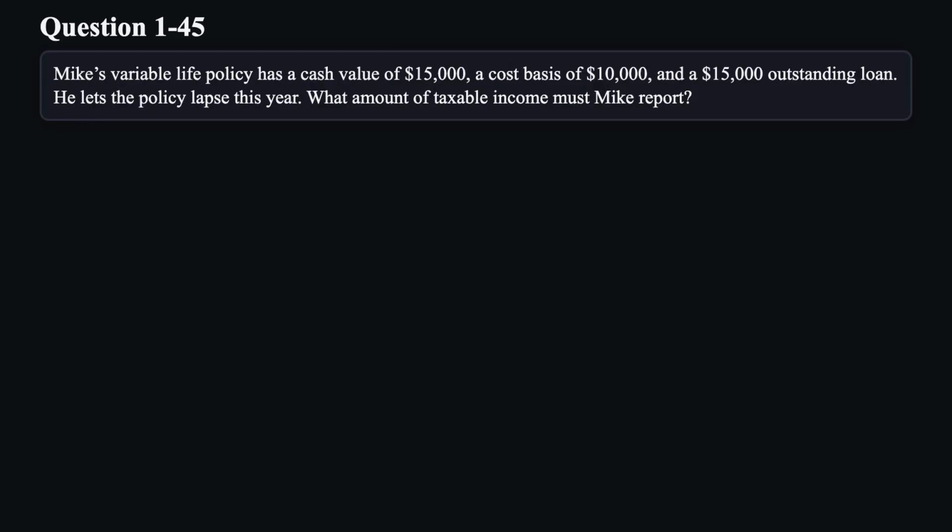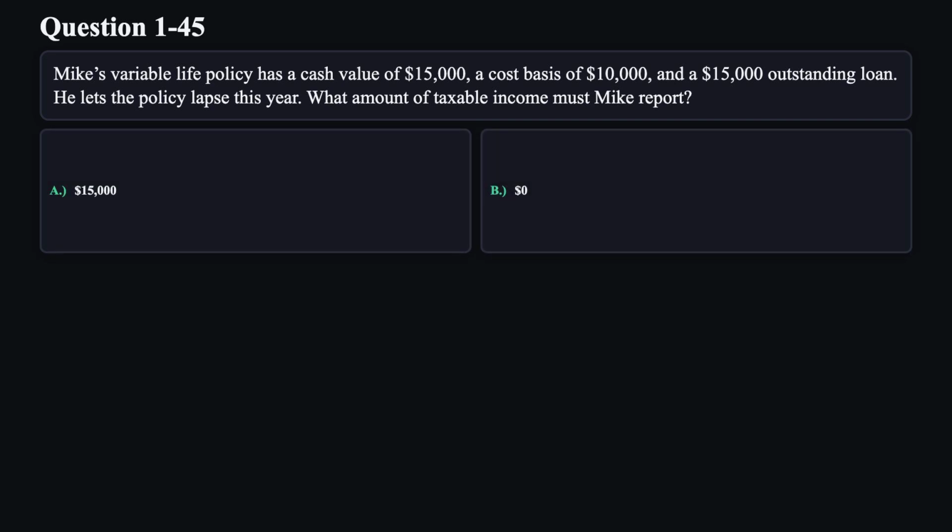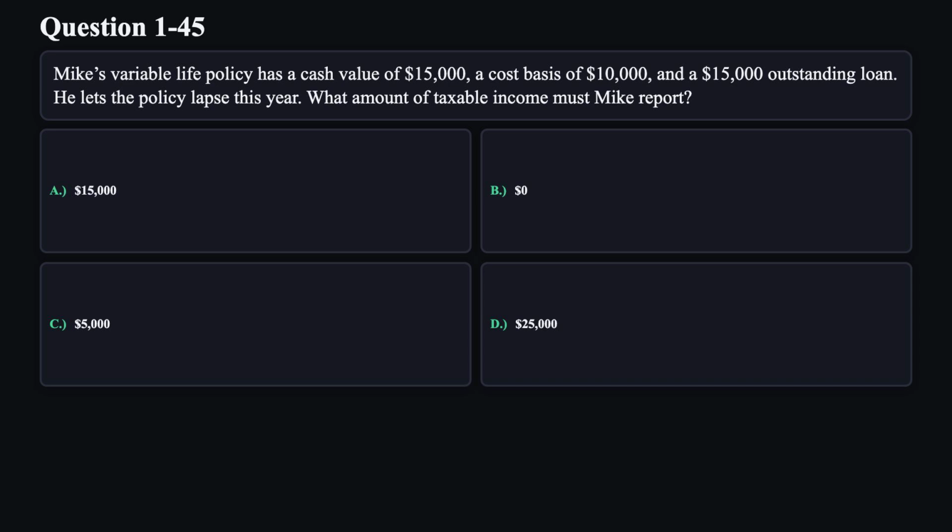Question 45. Mike's variable life policy has a cash value of $15,000, a cost basis of $10,000, and a $15,000 outstanding loan. He lets the policy lapse this year. What amount of taxable income must Mike report? A. $15,000. B. $0. C. $5,000. D. $25,000.